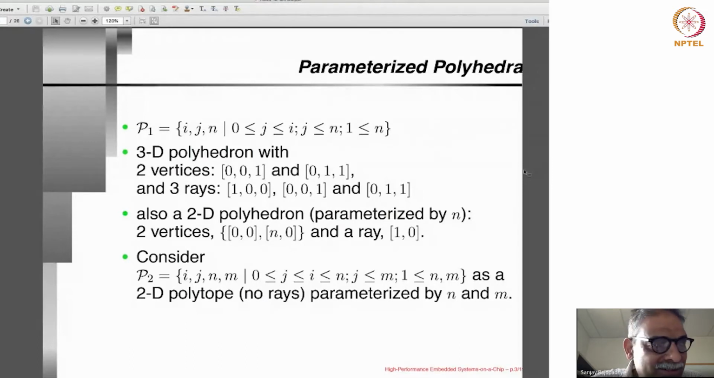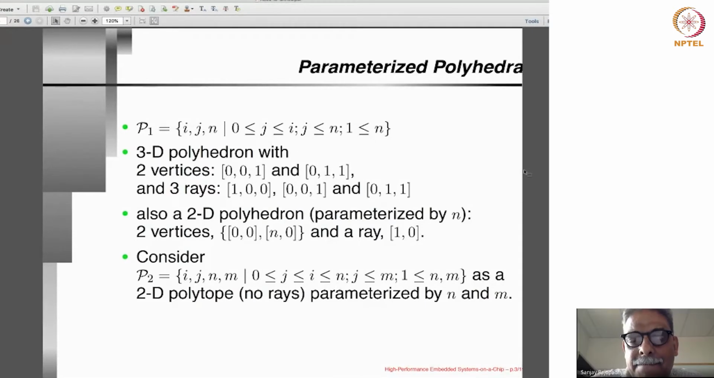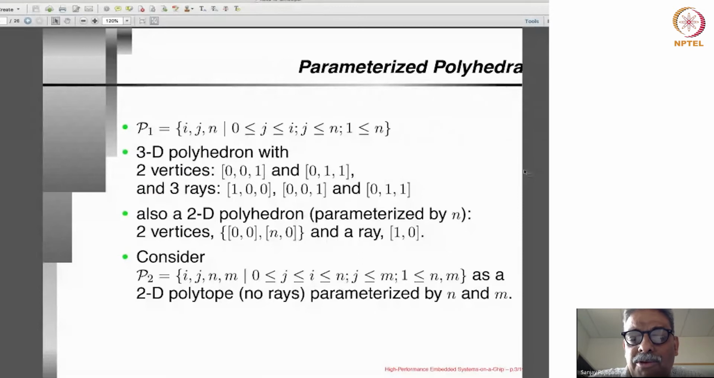Yes? No? You want me to draw it? Yes, sir. I can see it's a triangle, okay, but I'm not sure about the polytope. So, well, if it's a triangle, can you tell me what its corners are? It has 3 vertices, right? What are its vertices?